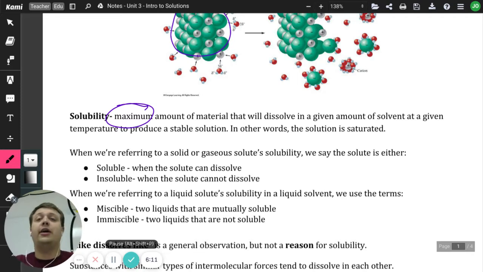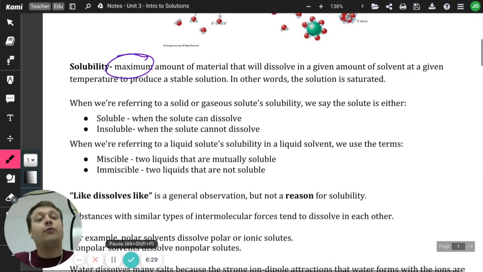If I were to say something like table salt is insoluble in water, then I would assume that the table salt could not dissolve in water. Now, based off of that, we know that table salt is soluble in water, and so we know that table salt will dissolve in water.